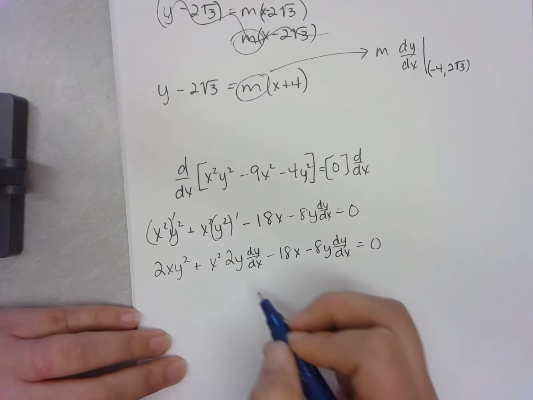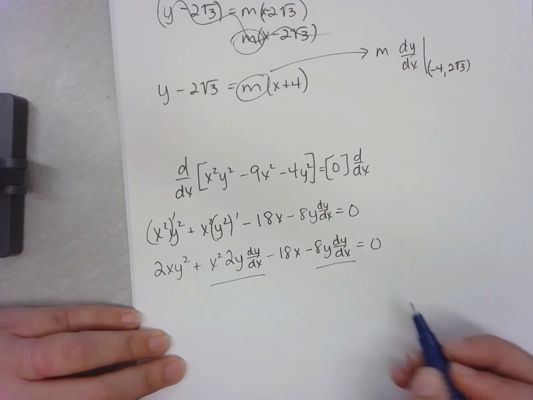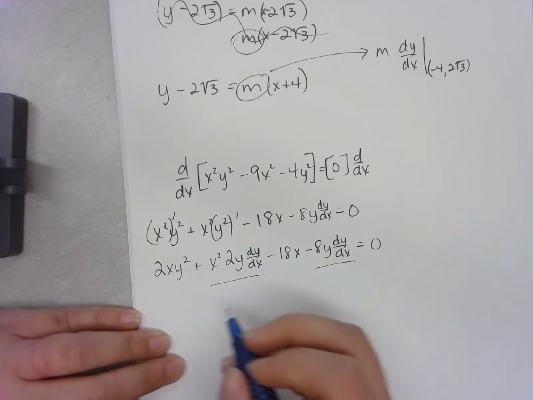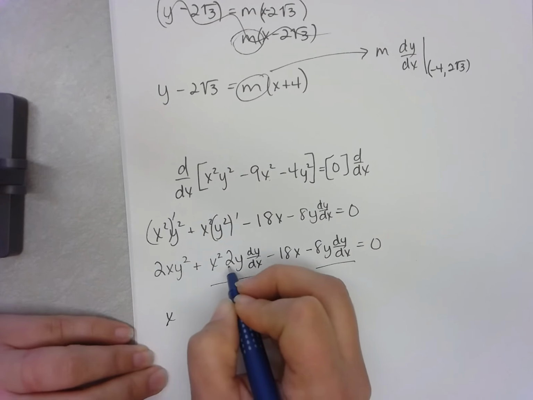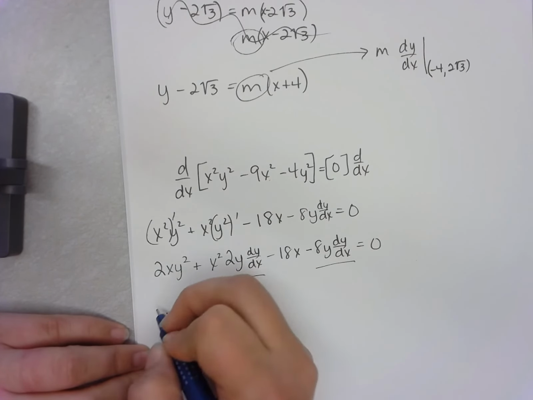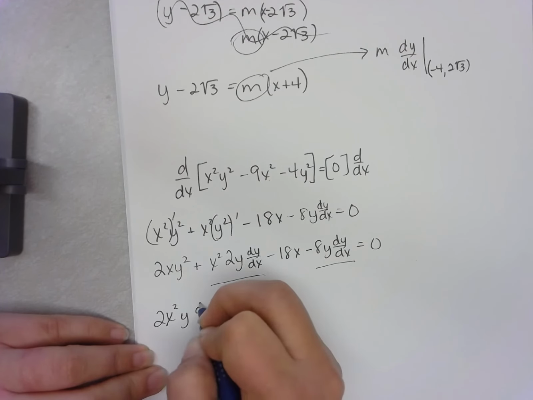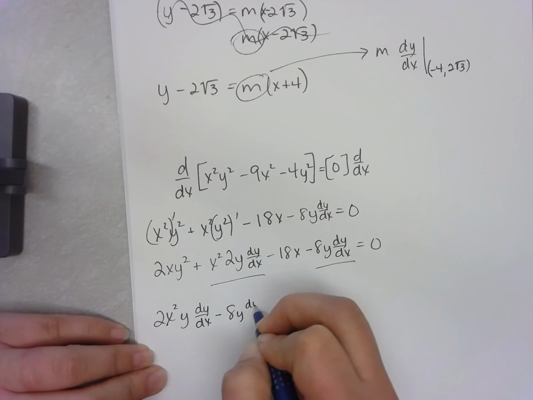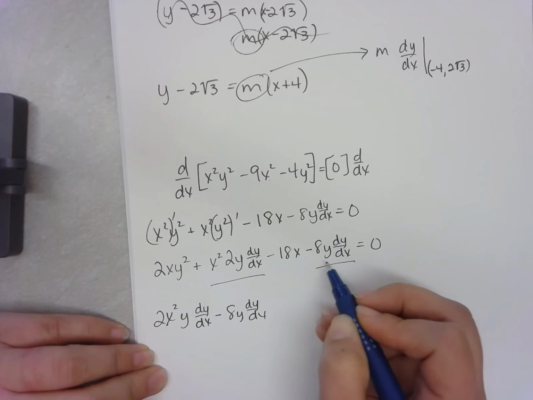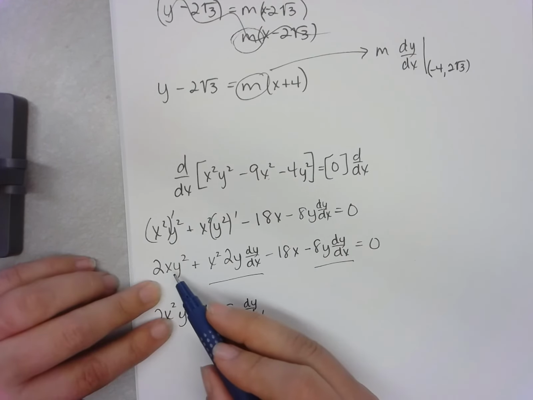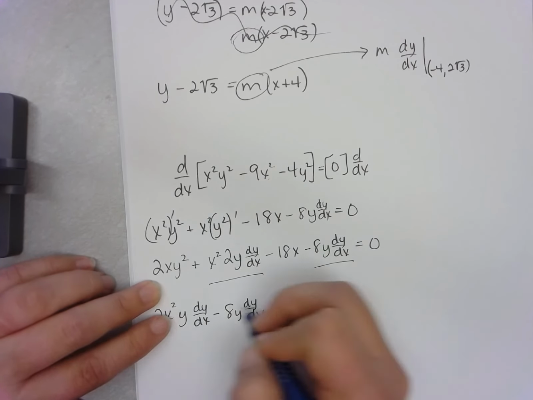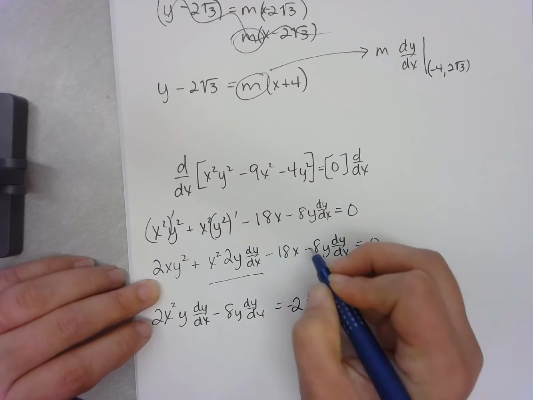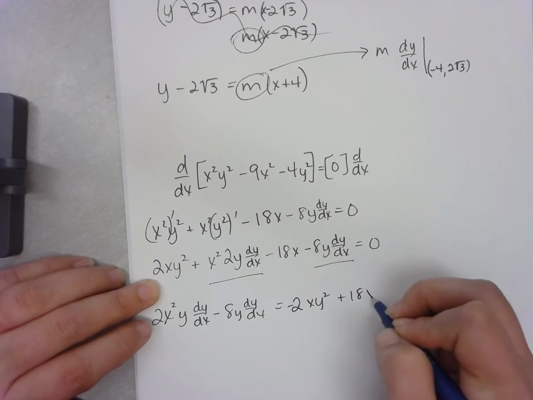All right, so my dy/dx terms are here and here. So I'm going to move these two non-dy/dx terms over here. I'm going to rearrange this one and write 2x squared y, because I don't like them mixed together, and then minus 8y dy/dx. So these are the terms that have dy/dx, these two. I'm just writing them here. Now I'm going to move this to this side. So this is going to become minus 2xy squared, and this will become plus 18x.